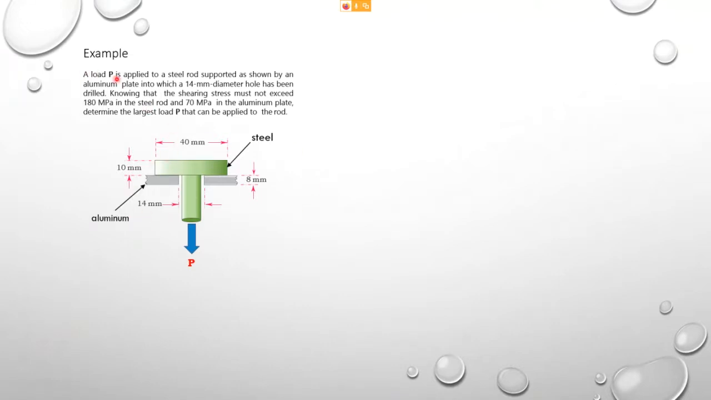Now a load P, that means this value here, a load P, is applied to a steel rod. This is a steel rod actually, supported as shown by an aluminium plate. This is the aluminium plate. It's supported by this aluminium plate here, into which a 14 mm diameter hole has been drilled. So there is a hole here.